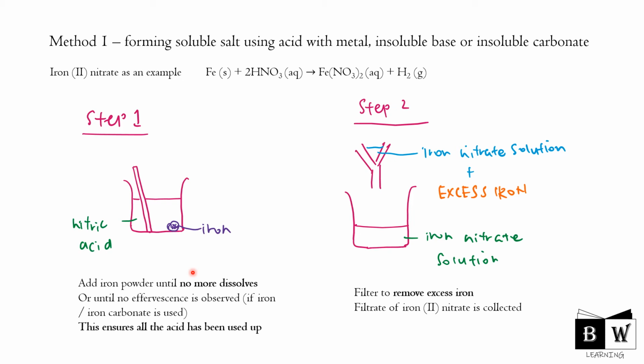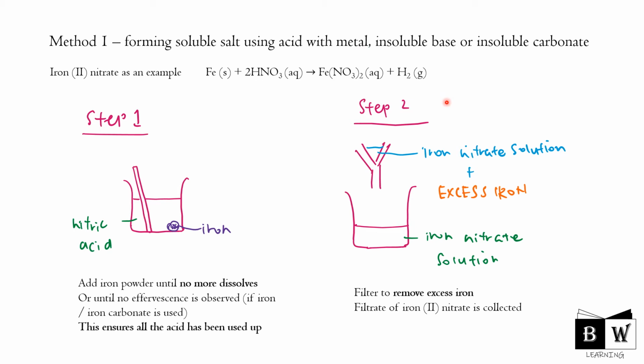Another way to tell that all of the acid has been used up is that no effervescence is further observed. In this case, we see that hydrogen is released as a gas as we add iron powder to nitric acid. When all the acid has been used up, hydrogen gas will not be produced, and this is where we can be sure that we're only left with the iron 2 nitrate that is formed.